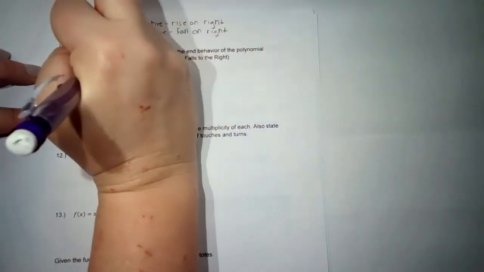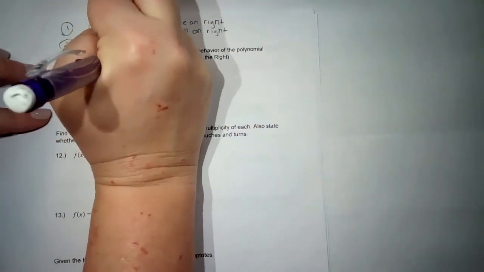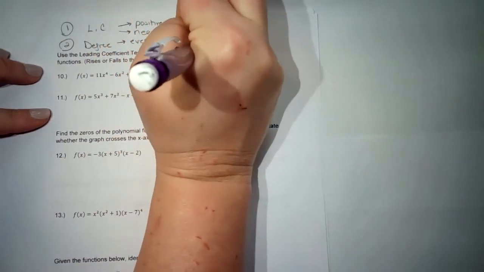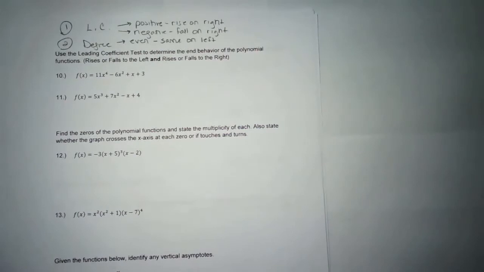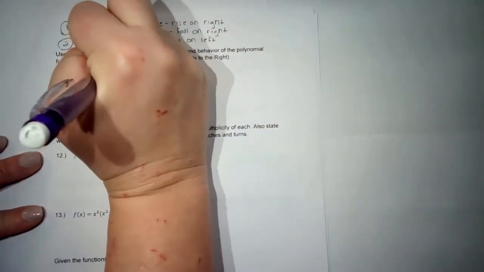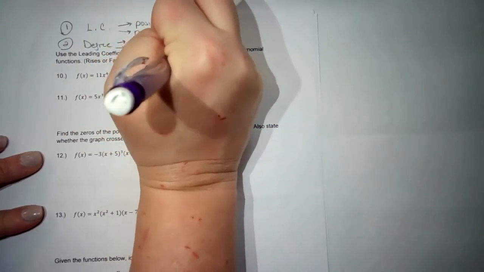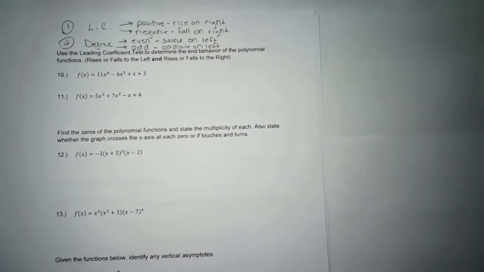If the degree is even, it's the same behavior on the left. Now that didn't tell you rises or falls. You have to find out what happened on the right first. And then if it's even, it's the same on the left. If it's odd, it's the opposite on the left. So odd, opposite, right? O.